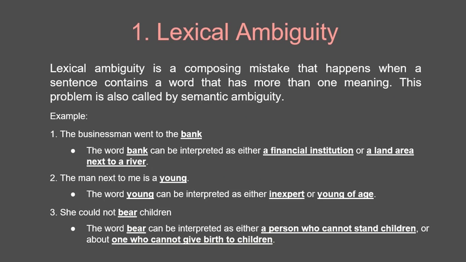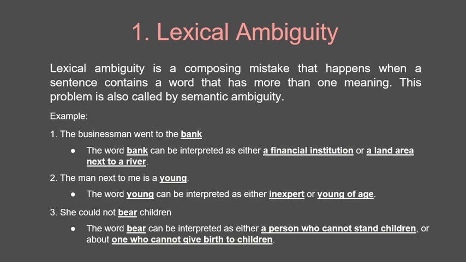So let me explain about lexical ambiguity. Lexical ambiguity is a composing mistake that happens when a sentence contains a word that has more than one meaning. This problem is also called semantic ambiguity. For example, the businessman went to the bank. The word bank can be interpreted as either a financial institution or a land area next to a river.